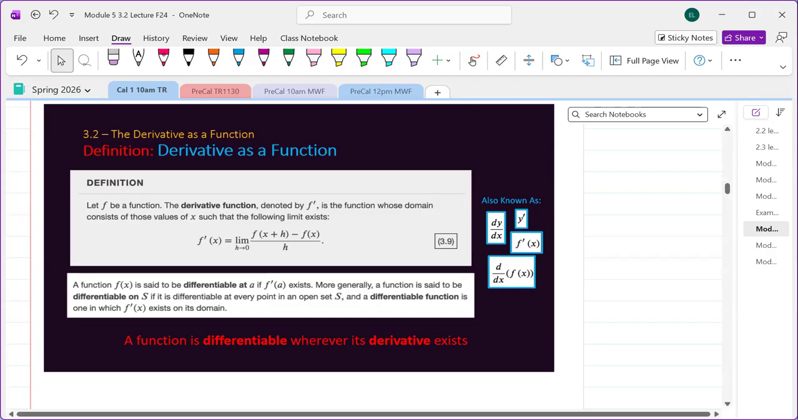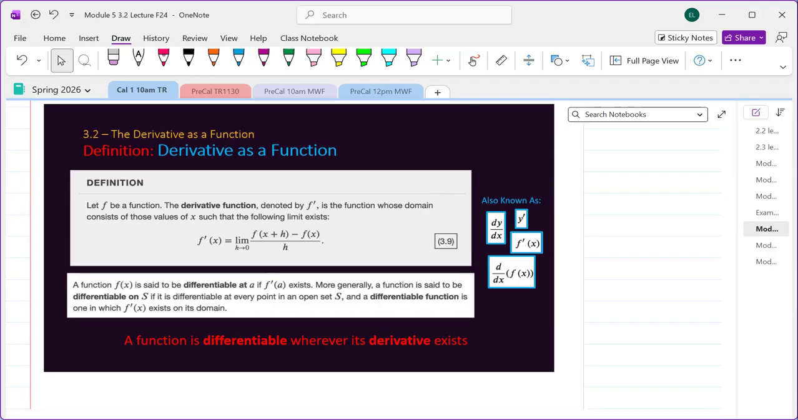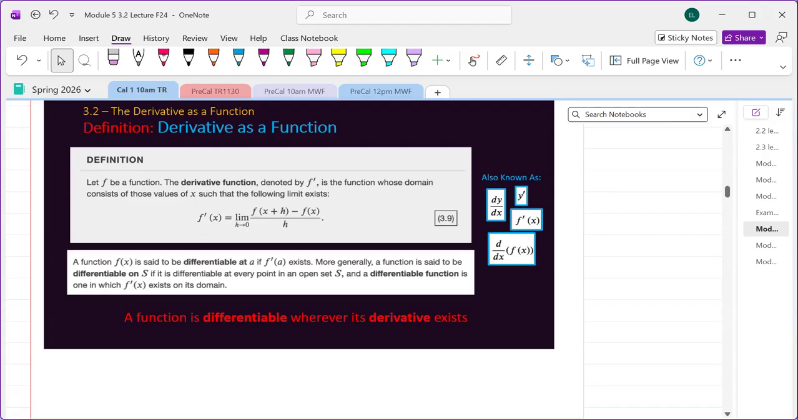So today, though, we're just going to focus on what this derivative idea means. What kind of information can we extract from it? What can we use the derivative for? So there's a lot of different ways of writing derivative. We've got them over here on the side. So there's dy dx, or sometimes we'll write y prime. Sometimes we'll write f prime of x. And sometimes if we're feeling really annoying, we'll write d dx of f of x.